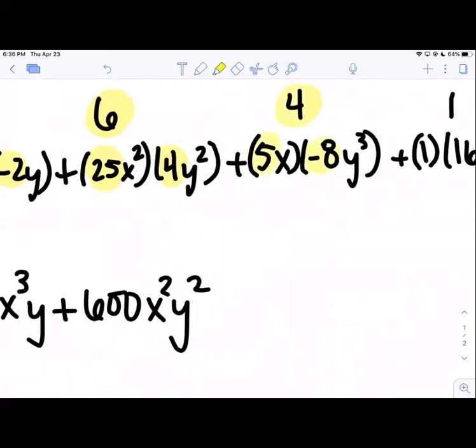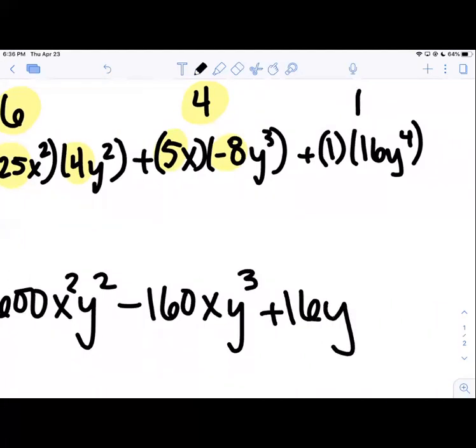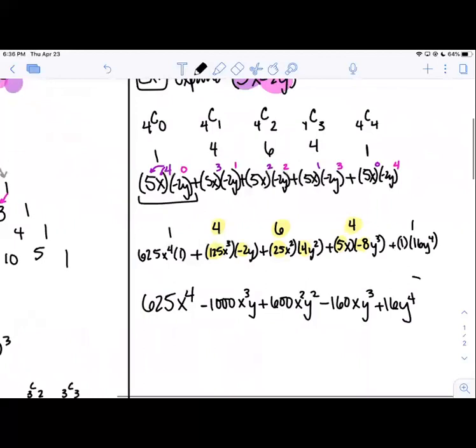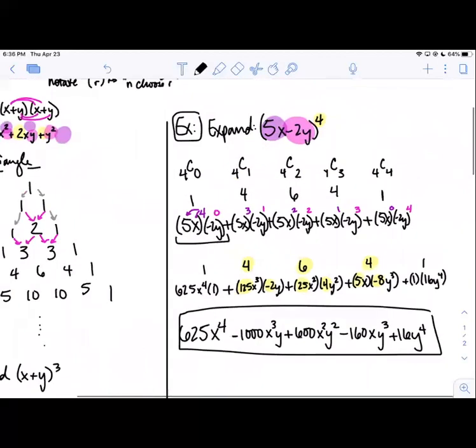4 times 5 times negative 8. That's going to give me a negative number, negative 160 x y to the third. And then last, 1 times 1 times 16 is just a positive 16 y to the 4th. So all of this is the expanded version of that.